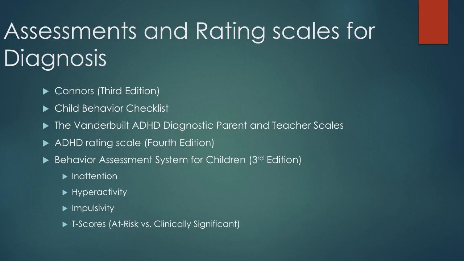Assessment and rating scales are used for diagnosis as well, and some of the examples are listed here. The one that the book didn't talk about is one that I use, the Behavioral Assessment System for Children, the 3rd edition, and that looks specifically at many different characteristics of behavior, but it gives information on inattention, hyperactivity, and impulsivity with a T-score to tell you if any of these areas of functioning are within an at-risk range or clinically significant. So this is a really nice way of determining whether further assessment is necessary for a child.